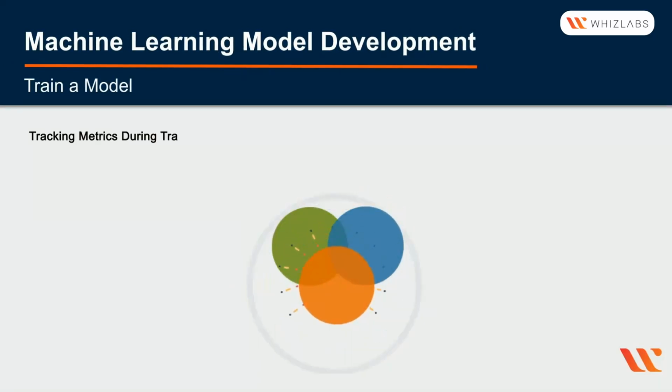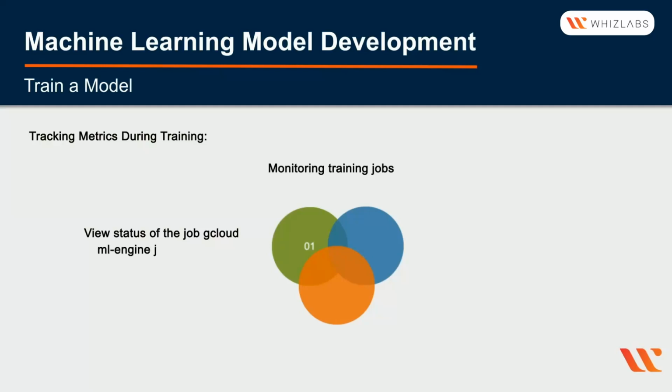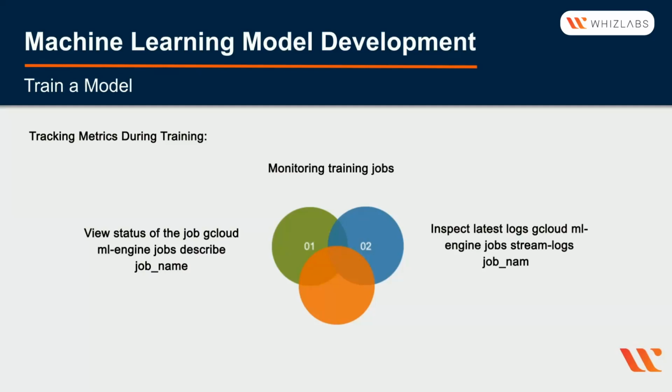Tracking the metrics during the training. First metric is monitoring the training jobs. View the status of the job using the gcloud ml-engine jobs describe and then the job name command. Then inspect the latest logs using the gcloud ml-engine jobs stream-logs job name command and filter the jobs using gcloud ml-engine jobs list, and you can even pass the filter argument, maybe with the condition that create time is greater than a date timestamp.